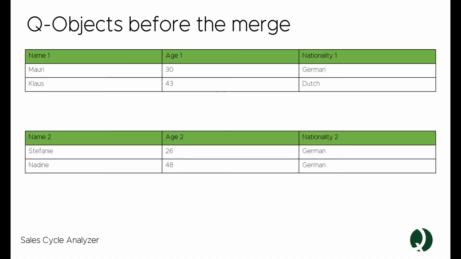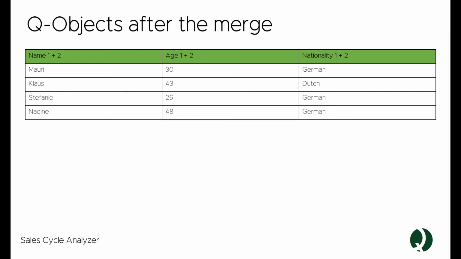A merge means that the Q objects will not be enriched in their structure. However, the data rows from each Q object will be combined. As a result, we will receive one Q object with the data from all Q objects that will be used for the merge. It is possible to add as many Q objects as required.